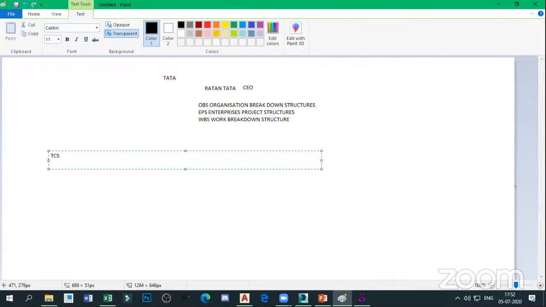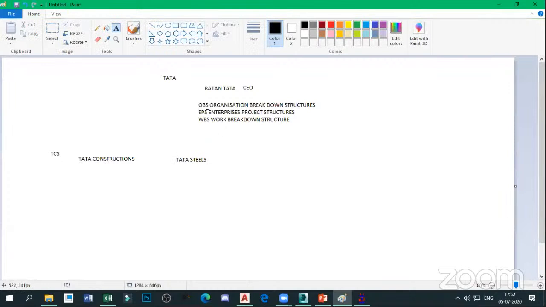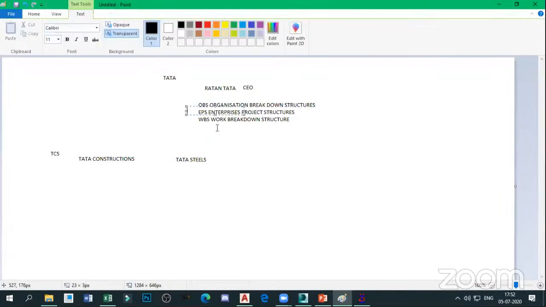Then Tata Constructions, TCS, then Tata Constructions. Then what is Tata Steels? These are all considered as enterprise breakdown structures.